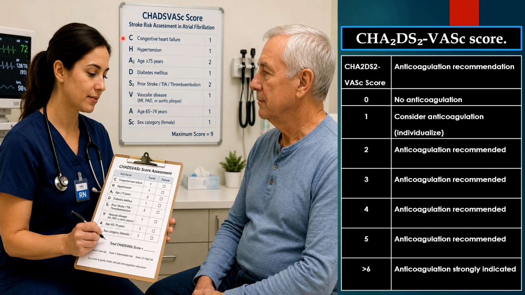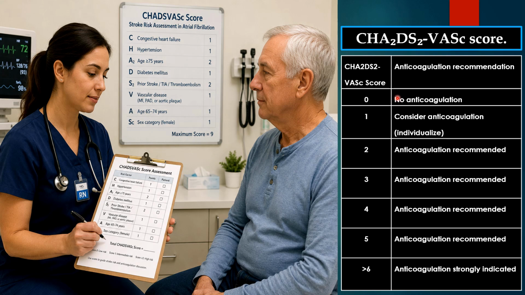C stands for congestive heart failure, H for hypertension, A for age, D for diabetes mellitus, S for prior stroke or TIA or thromboembolism, V for vascular disease such as coronary artery disease, peripheral artery disease, and Sc for sex category, especially female. So the scores will be given upon individual assessment of the patient, and if the score is 0, that indicates low risk.